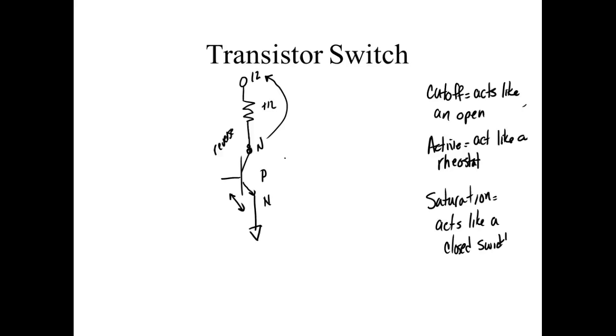A PNP, we would do everything the same. But it's a PNP. Okay, y'all understand? So here, we would run this guy off a negative supply. And then the base would be less negative, and then this would be positive with respect to that. That makes sense? Go ahead.